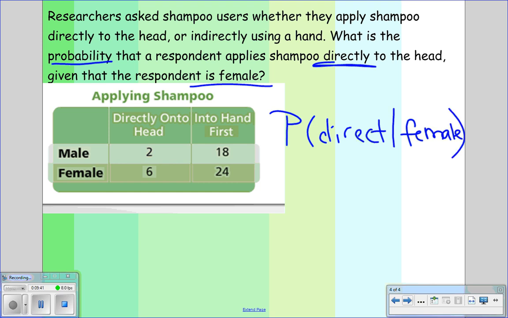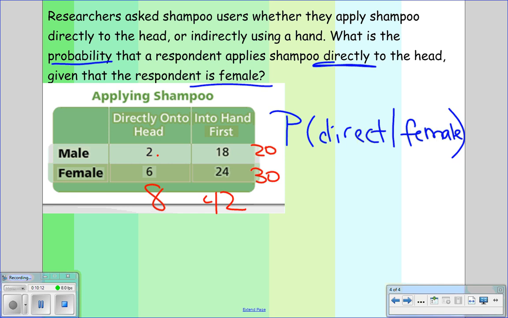Again, adding up my rows and my columns. 2 and 18 gives me 20. 6 and 24 gives me 30. That means they asked 20 males and 30 females. Out of those, 2 plus 6, 8 of them said they put the shampoo directly onto their head. And then 42 of them. You know I can't do math in my head. 18 plus 24 should give me 42. So 42 of them put it into the hand first and then onto the head.